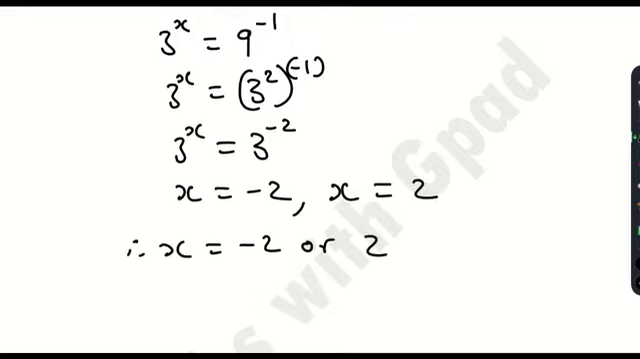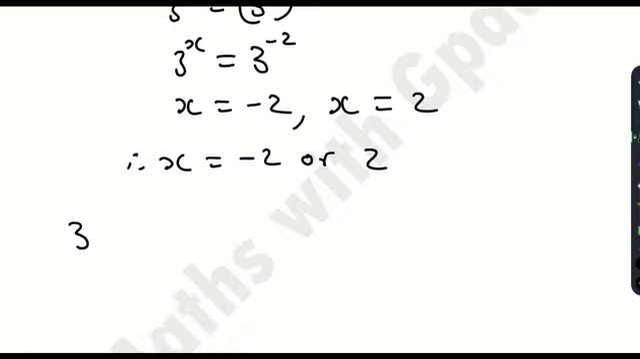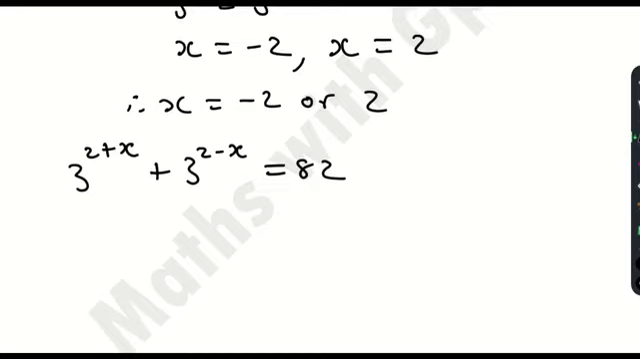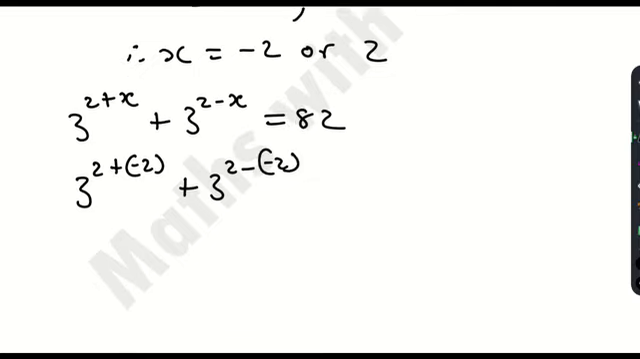Now let's quickly test it in the equation, and let's see if these two values of x will satisfy the equation. So let's rewrite the equation again in the original form. 3 raised to the power of 2 plus x plus 3 raised to the power of 2 minus x is equal to 82. So let's start with negative 2 here. That's going to be 3 raised to the power of 2 plus negative 2. Remember, x is negative 2 when we are using this one. And then plus 3 raised to the power of 2 minus negative 2. Let's see if it will give us 82.